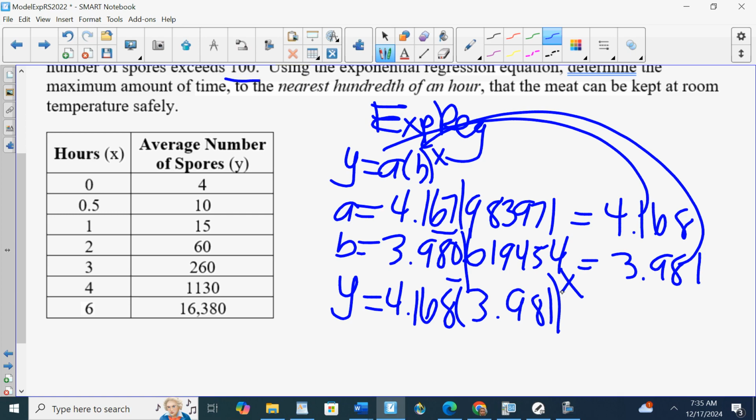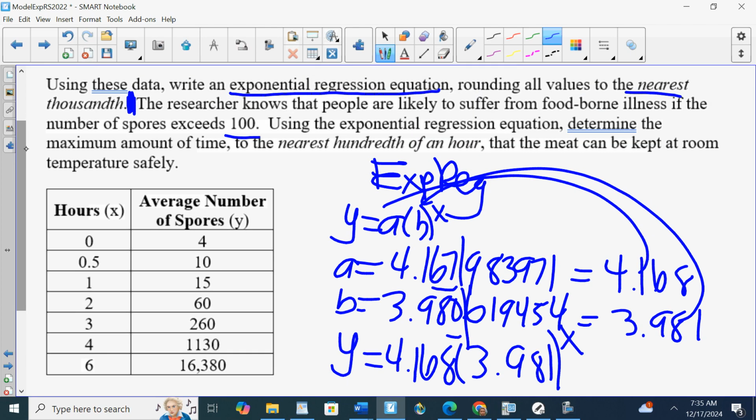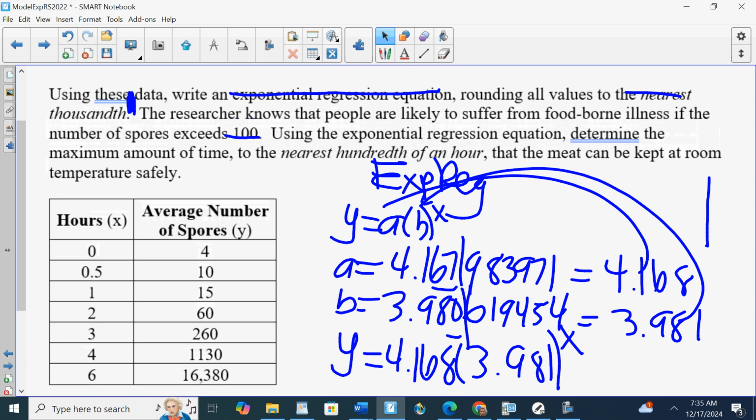The only thing to be careful of, if it tells you to use a specific variable, does it tell you to use a specific variable? Sorry, that noise, I just had to kill something. No, it just says to write exponential regression equation.